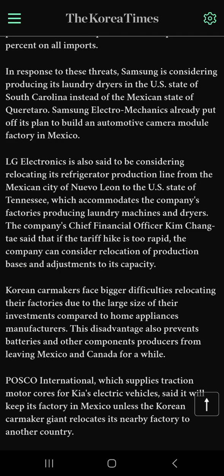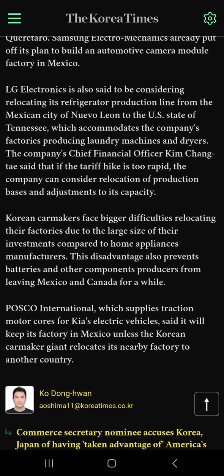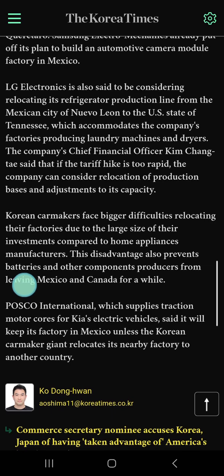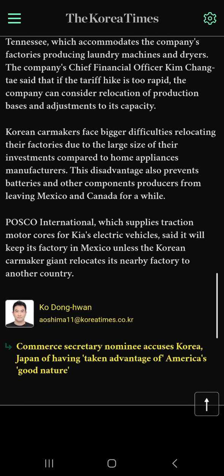The company's chief financial officer Kim Chang-tae said that if the tariff hike is too rapid, the company can consider relocation of production bases and adjustment to its capacity. The Korean carmakers face bigger difficulties relocating their factories due to the large size of their investment compared to home appliance manufacturers. This also prevents batteries and other components produced from leaving Mexico and Canada for a while. POSCO International, which supplies traction motor cores for Kia electric vehicles, said it will keep its factory in Mexico unless Korean carmakers relocate their neighboring factory to another country.